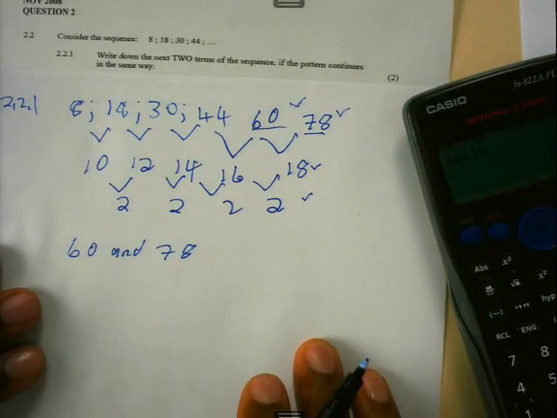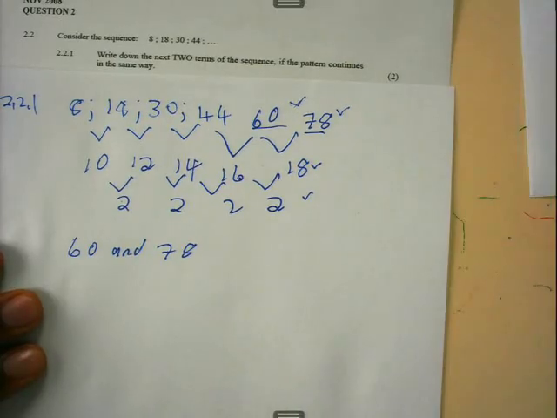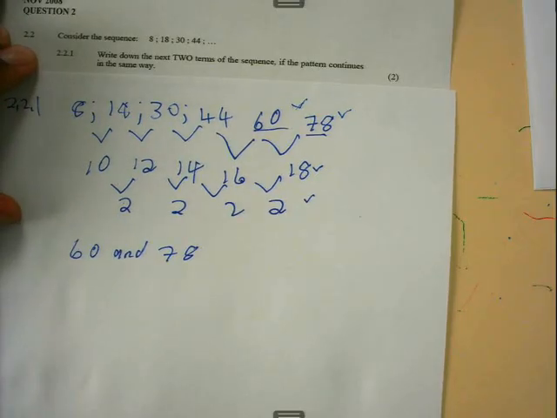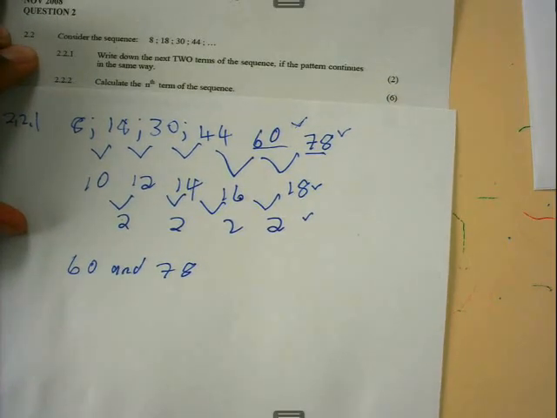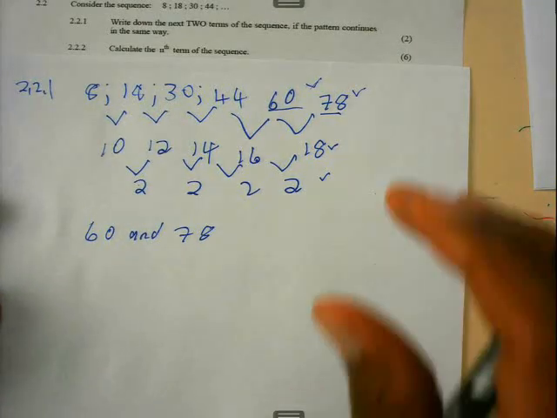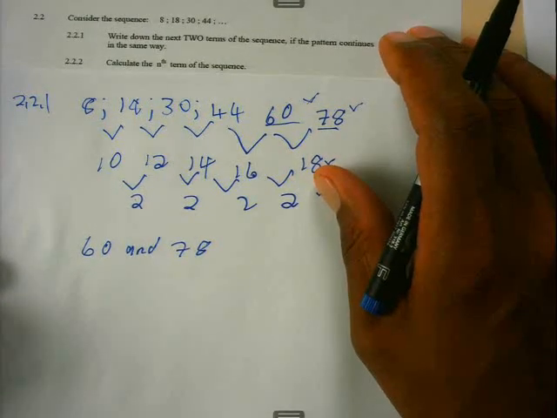Of course, that was the first question. Remember, I said the next two terms is very important. Immediately from here, I can tell you that this one is a what? This is the quadratic. This is the quadratic pattern. Good. Now let us look at 2.2.